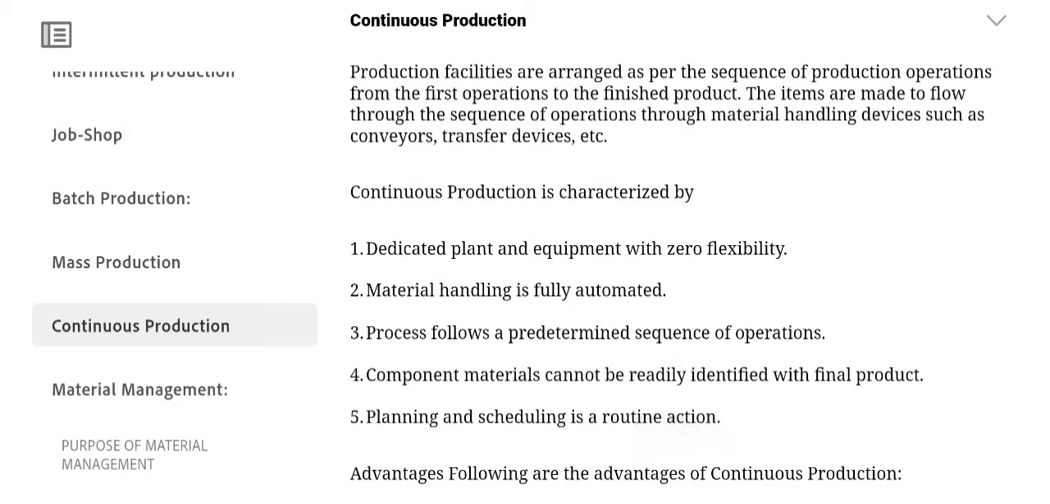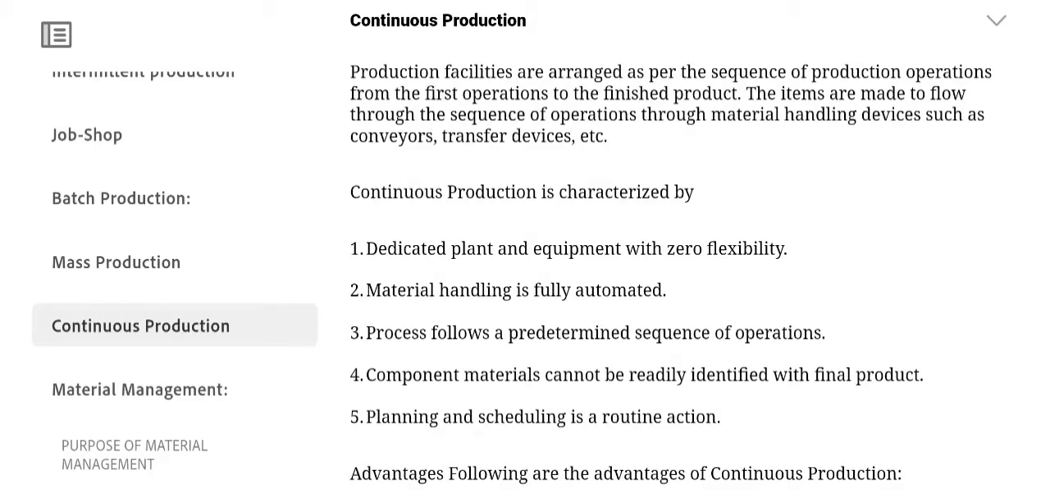Production facilities are arranged as per the sequence of production operations from the first operation to the finished products. This is the continuous production, where the product goes from the first operation to the finished product. So this complete process is called continuous production. This is similar to the mass production. The items are made to flow through a sequence of operations through material handling devices such as conveyor transfer devices.